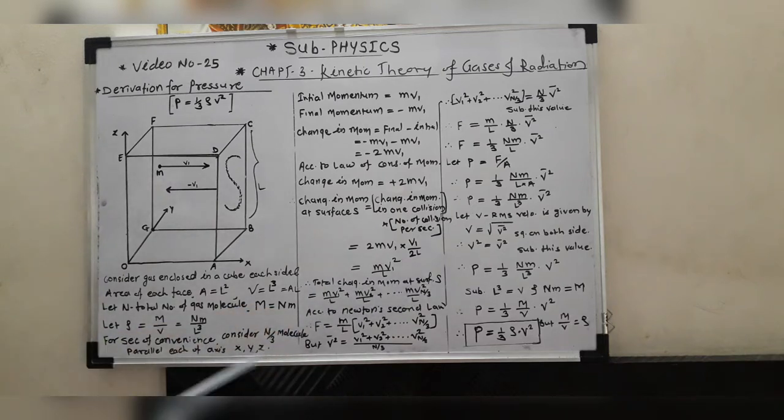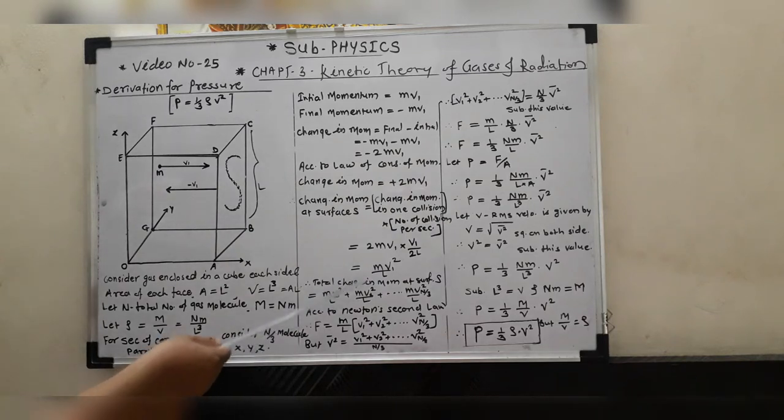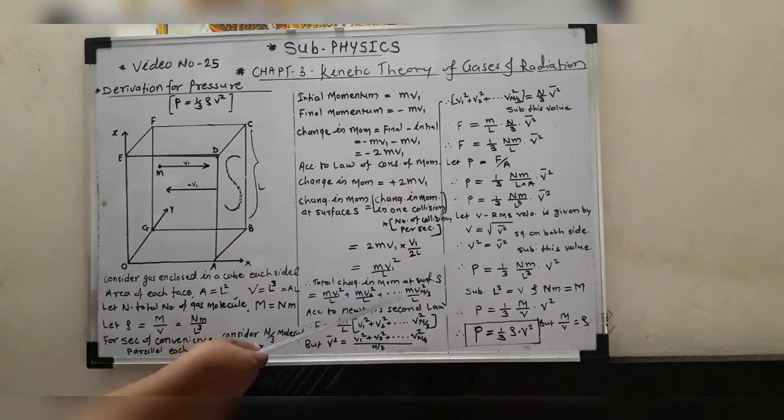Again you may doubt how we can write n by 3. Remember that instead of n, we have to take n by 3, because these gas molecules are distributed along the three rectangular coordinate axes x, y, z. Therefore we write m v1 square by L plus m v2 square by L plus dot dot dot m vn by 3 square upon L.